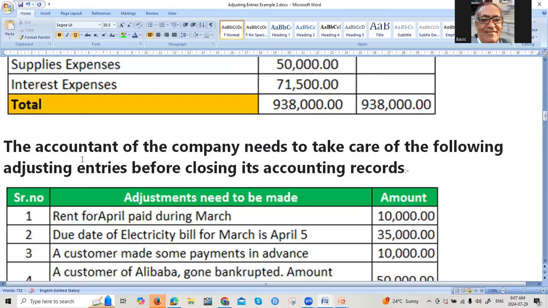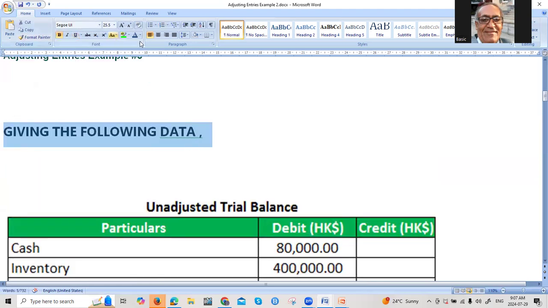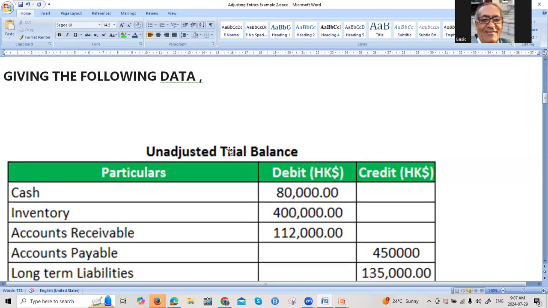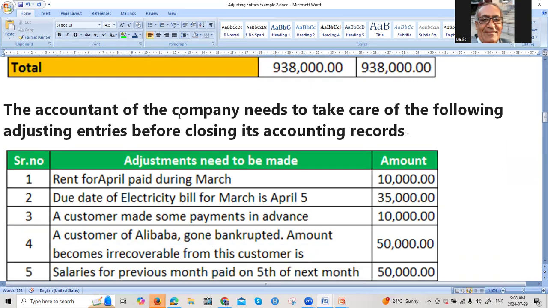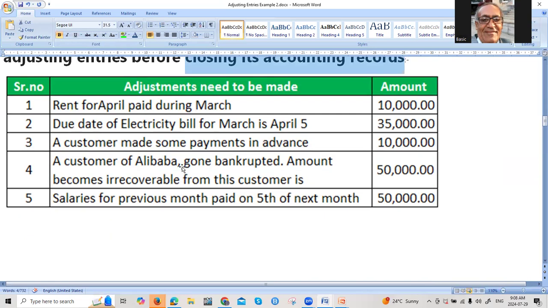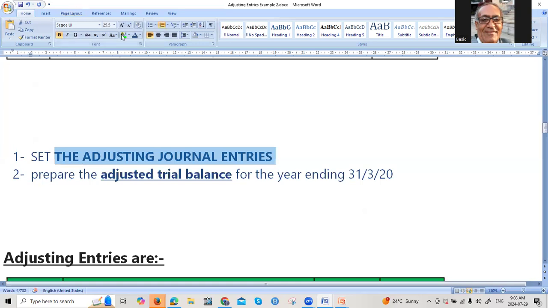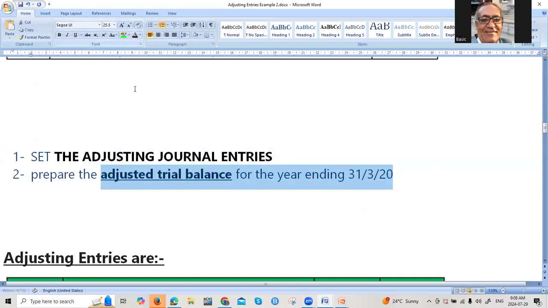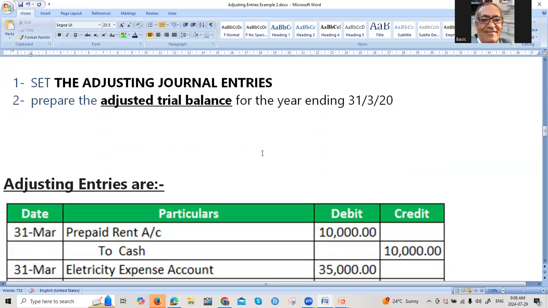However, I now have adjusting entries, and the unadjusted trial balance is given to me in the question, like you see here, given the following data. We have the unadjusted trial balance, and we also have the adjustments for the journal entries for the accounting records that occurred within the period of time. Then we need to set the adjusting journal entries. And the second thing, we make the adjusted trial balance as well. So we'll set the adjusting journal entries and do the adjusted trial balance on March 31.